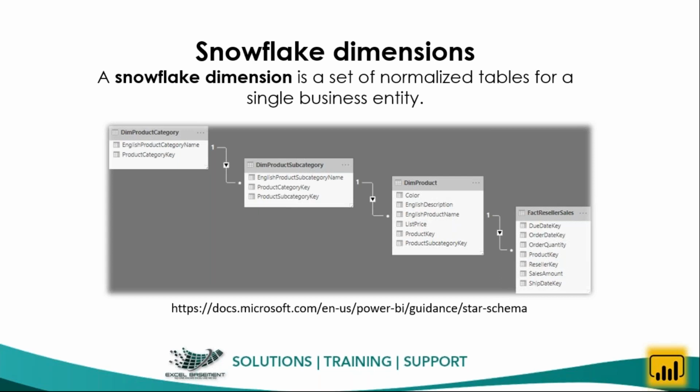Another kind of data model is called the snowflake dimensions. A snowflake dimension is a set of normalized tables for a single business entity. In this example, you can see that the product category is connected with the subcategory, the subcategory's common key is connected with dim product, and then product is connected with the sales. So this flow is connected through normalized tables, and there might be a lot of dimensions and fact tables connected with each other. This is how the snowflake is created.